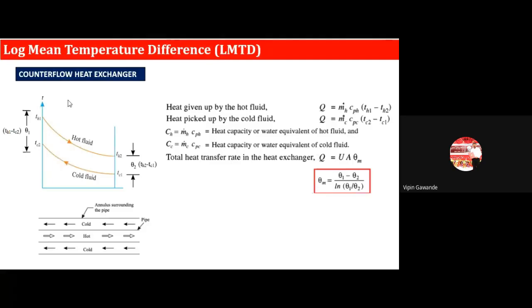Okay, so what we have to remember here in the first part, LMTD: the first formula, total heat transfer Q is equal to UA theta m, where U is the overall heat transfer coefficient, A is the surface area, and theta m is LMTD. How to calculate this LMTD? By this formula. And how to calculate this Q? By this formula. So just remember this one.